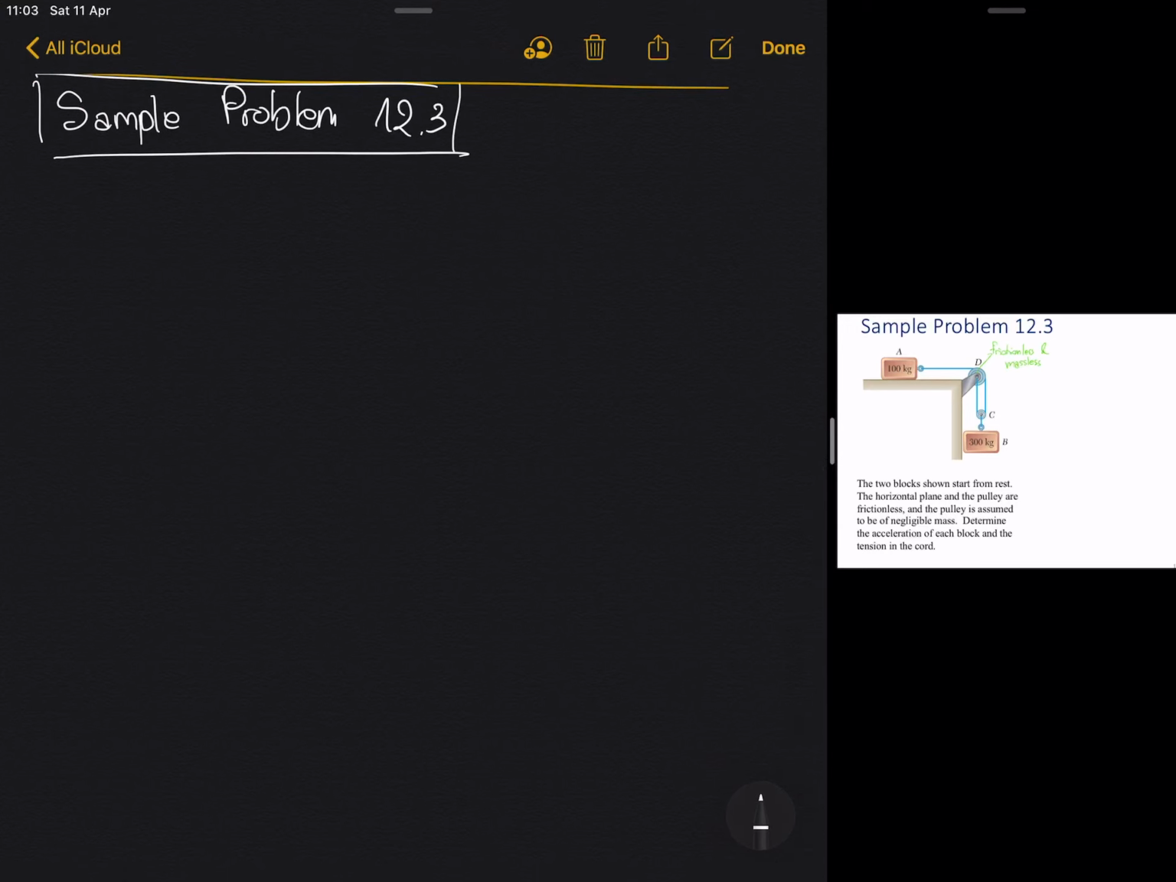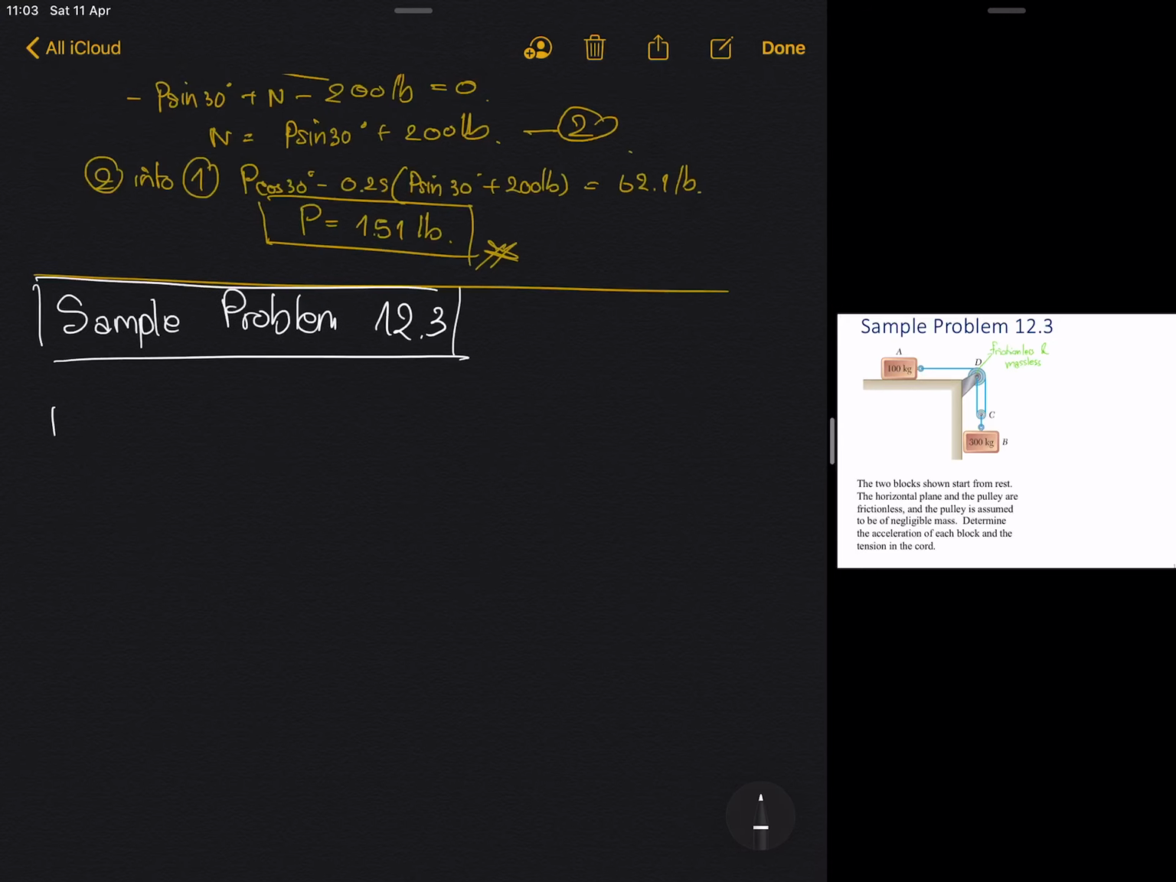Okay, so let's write our own pictures. First, we have y. We have 1 kilograms mass, and we have this pulley. Okay, and this pulley has also the mass B, mass A, and this is 300 kilograms.